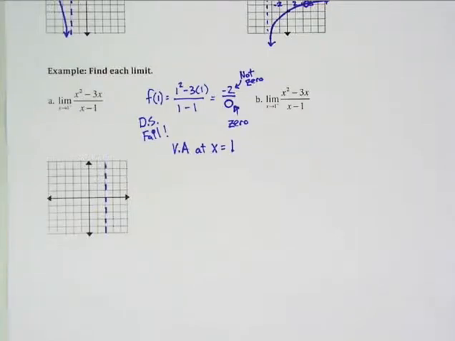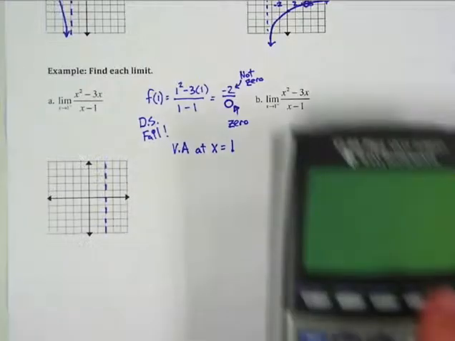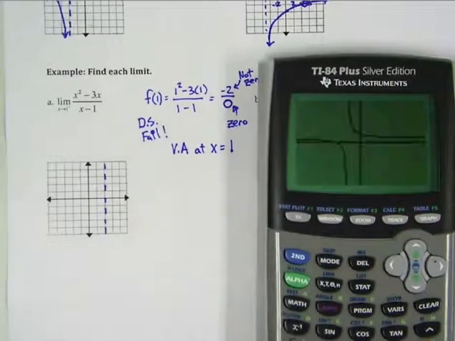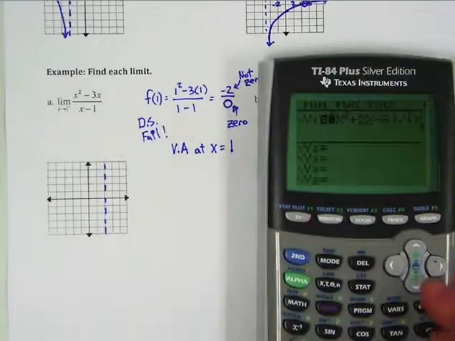We can either do it graphically or we can do it numerically. What do you guys want to do? I'm going to do it graphically since that's what we've been doing.